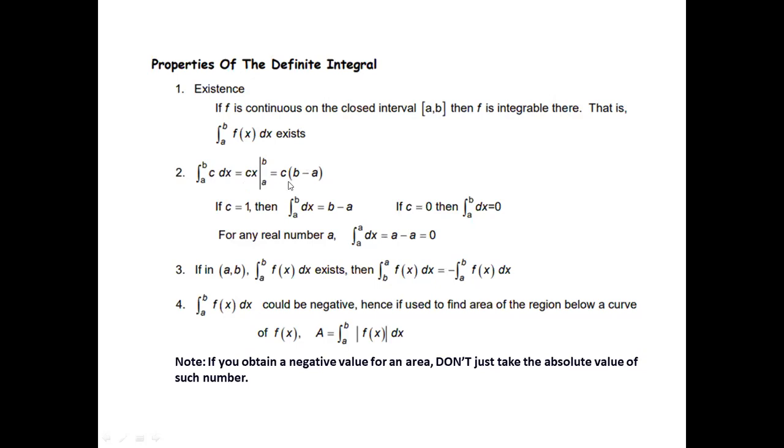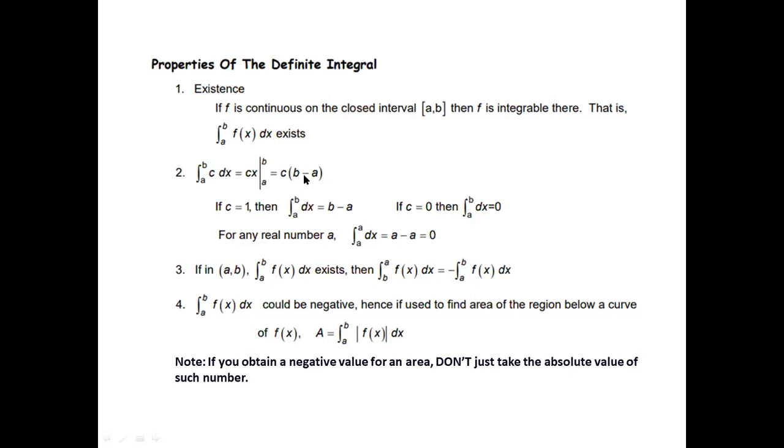Why are we saying that it's just simply the constant times the difference of the limits? It's because, class, you only have a dx here. When you integrate that, that would simply be an x. If you substitute the limits, that would be simply b minus a.